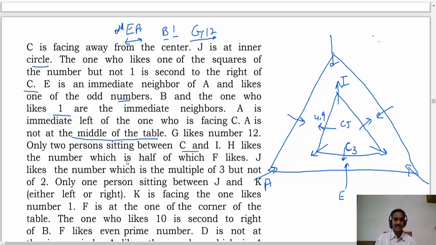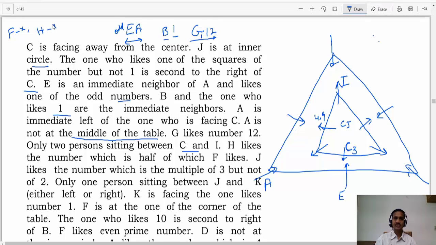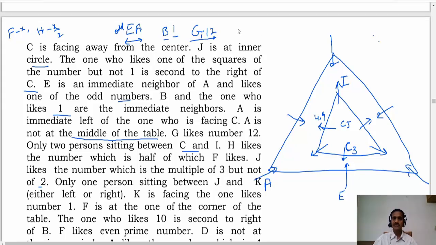C and I. H likes the number which is half of F likes. Okay? F value X అనుకోండి, అప్పుడు H value ఎంత చెప్పండి? H value will be half of that one, X by 2. Then what is the value of F? J likes the number which is a multiple of 3 but not 2. J value ఎంత చెప్పండి 3 తో మల్టిప్లై అవ్వాలి 2 తో అవ్వకపోతే 3 అవ్వాలి లేకపోతే 9 అవ్వాలి. J value is either 3 or 9. That means only multiple of 3.